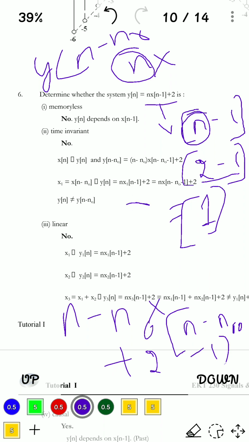See here, I have already got it. So now here, is it linear? No. It is not at all linear.